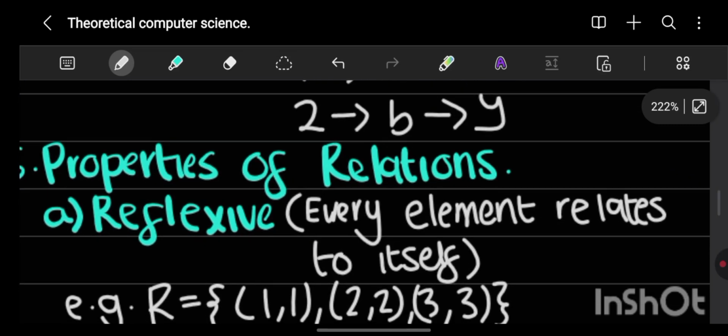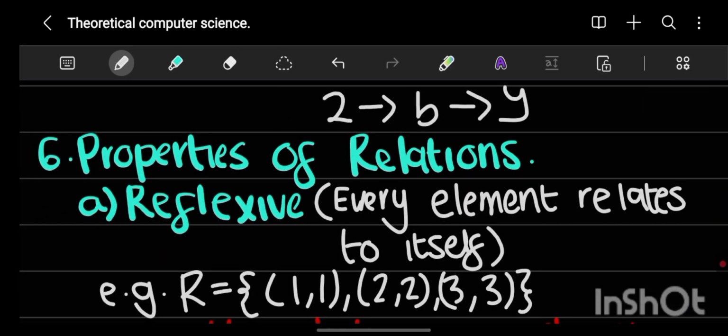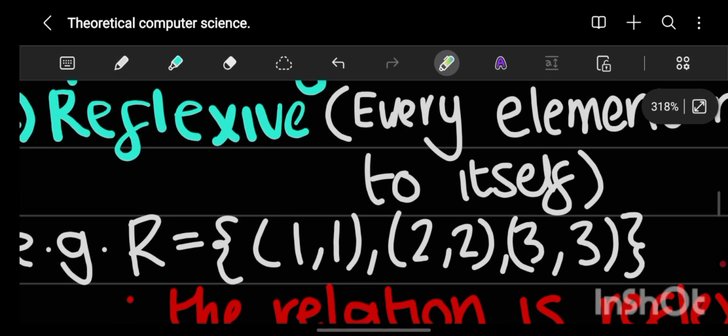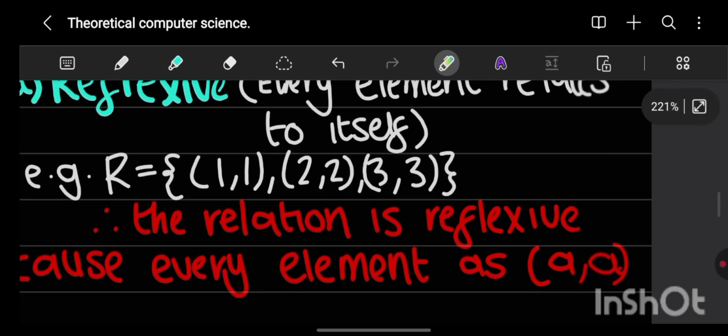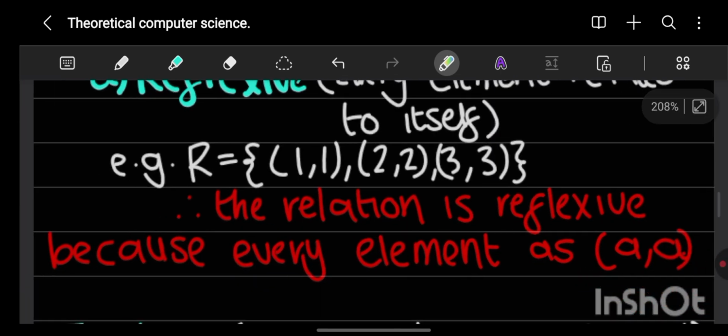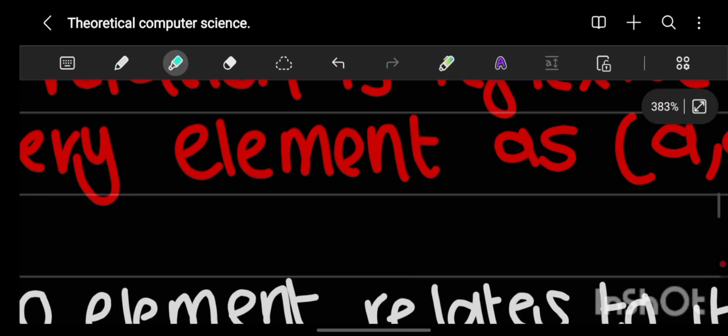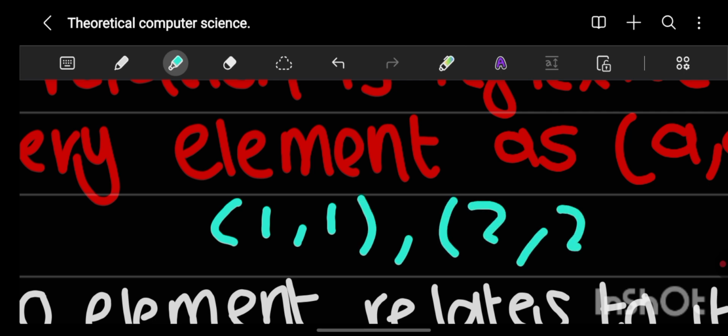Let's talk about the properties of relations. For number 1, there's reflexive, and that basically means every element relates to itself. I didn't write the example here, but I think this would make sense. If you have the relation R, and inside the ordered pairs you have (1,1), (2,2), (3,3), this relation is reflexive because every element is related to itself. So you can write it like that.